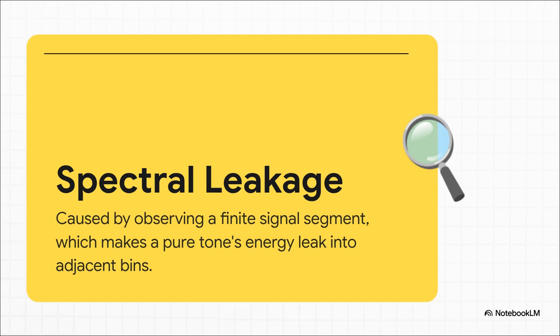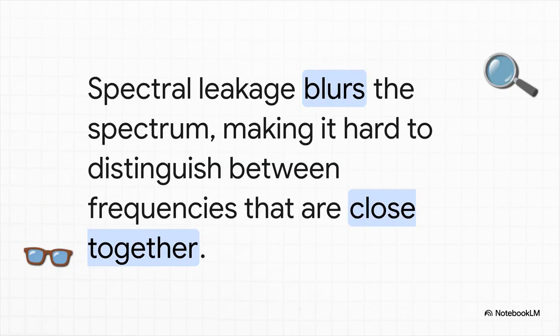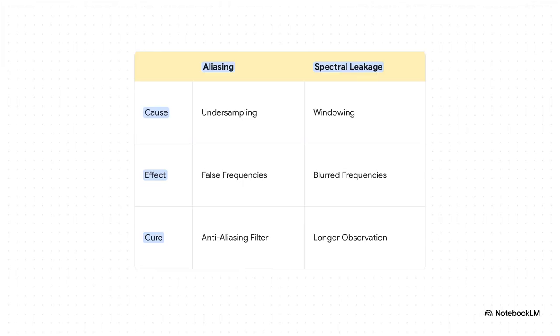It's kind of like trying to figure out the exact musical note someone is singing by only hearing a tiny, abrupt snippet of it. Because you only have that little piece with a hard start and stop, the energy of that pure note seems to leak out and spread into the frequencies right next to it. So the result is like getting blurry vision. You're not seeing fake frequencies, like with aliasing. Instead, the true frequencies just get smeared out. You lose sharpness and precision, and it becomes really hard to tell the difference between two frequencies that are really close to each other.